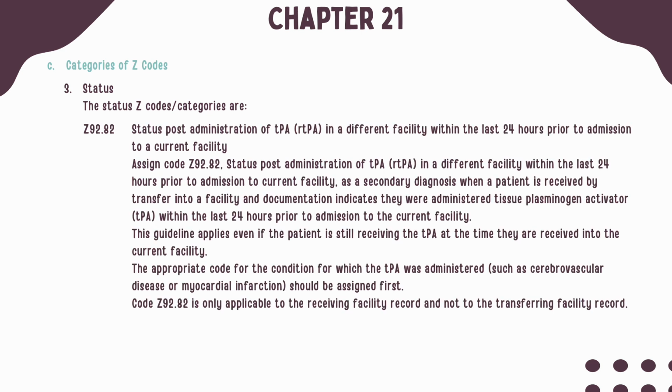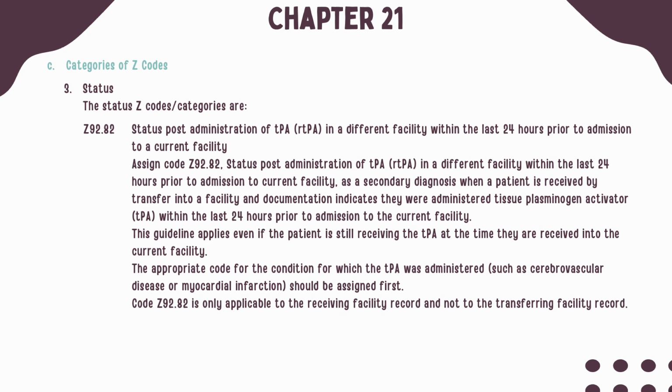Code Z92.82 will indicate the patient is status post administration of TPA that was given in a different facility within 24 hours prior to the administration at the current facility. This code should be assigned as a secondary diagnosis when a patient is transferred into a facility and the documentation from that prior facility indicates that they were administered tissue plasminogen activator, also known as TPA, within the last 24 hours prior to admission to the current facility.